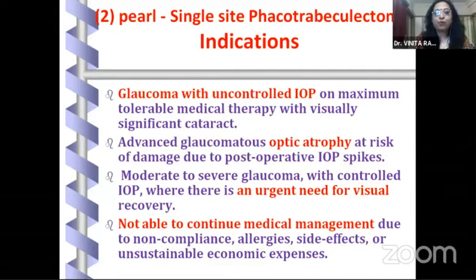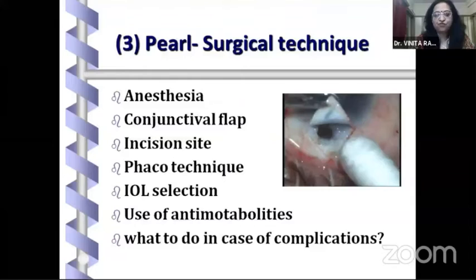Second pearl would be properly choosing your cases. The single site phacotrabeculectomy is to be done in patients who have an uncontrolled intraocular pressure with maximum medical therapy and a visually significant cataract. It could be with an advanced optic atrophy where postoperative IOP spikes during cataract surgery will be lethal. Second could be a very severe glaucoma associated with a cataract where you need an urgent visual recovery, and those patients who don't want to continue medical management because of allergy, compliance, economical or various other issues.